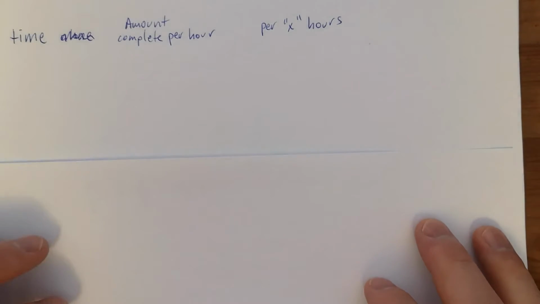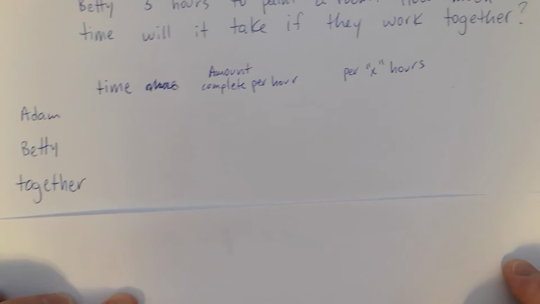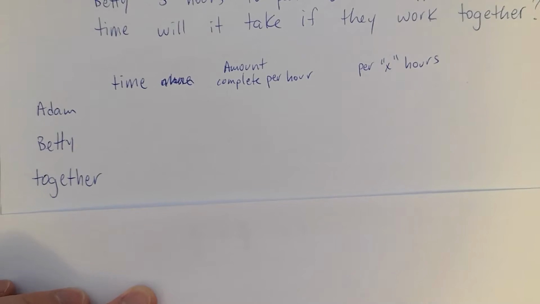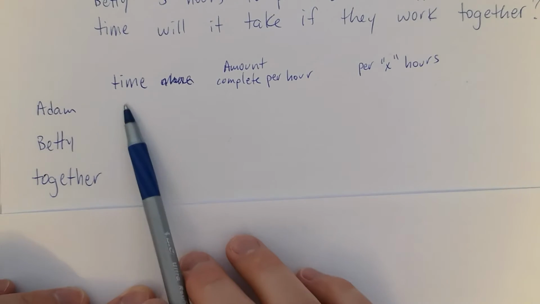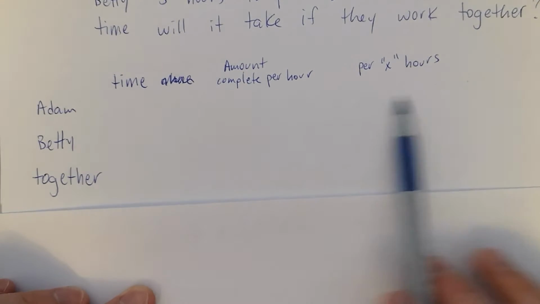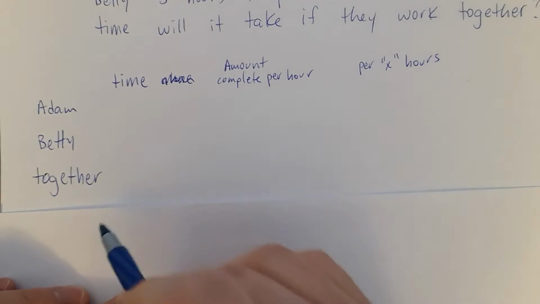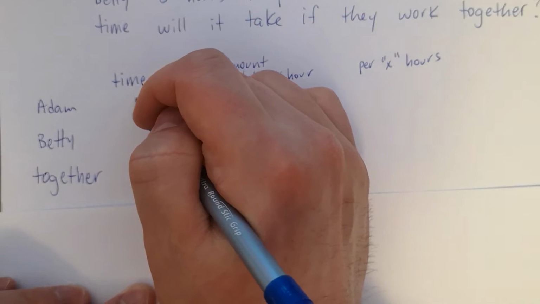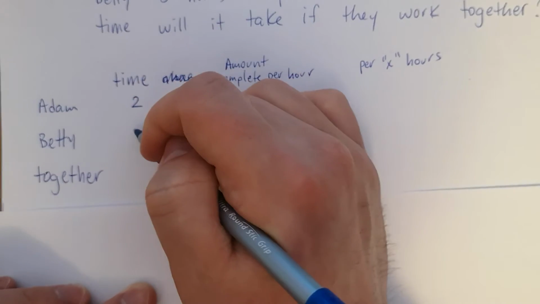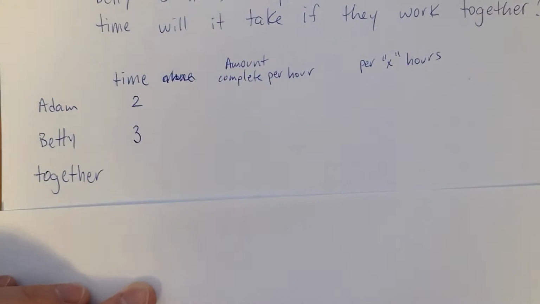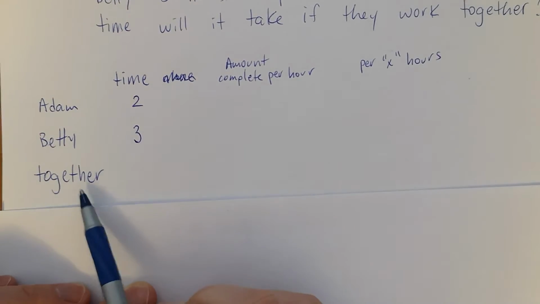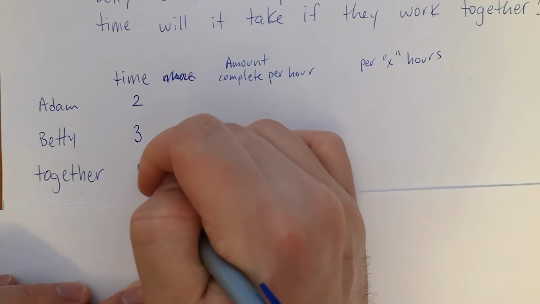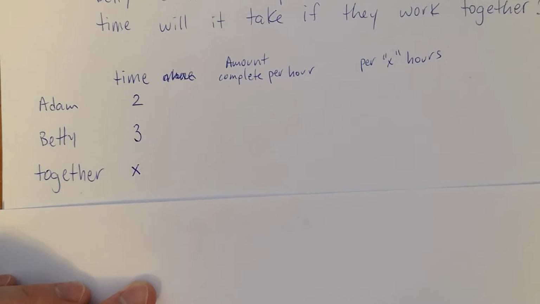So I'm going to put it all in a table. It's pretty ugly. I made a mistake, but I hope it's all there. So I'm going to complete this table with you and show you how you can use the table to solve the problem. So in this first column of the table, I'm just writing how much time it takes. So it takes Adam 2 hours, it takes Betty 3 hours. The time it takes for them to paint the room together is what we're looking for. So I'm going to call that X.